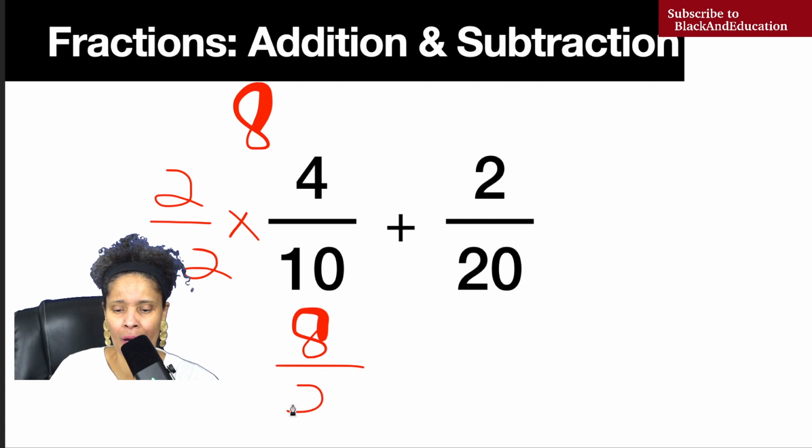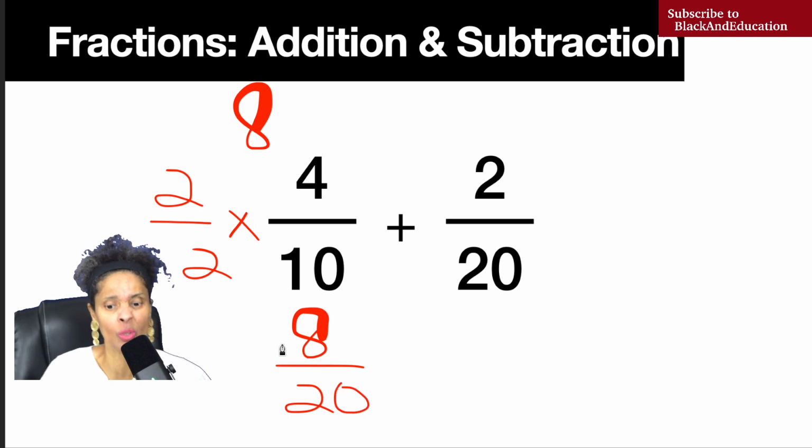That's going to be my bottom. The new result is going to be 8 over 20 right here. So my 8 over 20 is going to be the new result for this fraction. And I've multiplied 2 times 10. That's going to be 20 on the bottom. And 2 times 4 is going to give me 8 right there on the top.